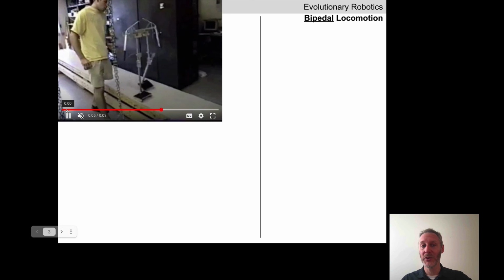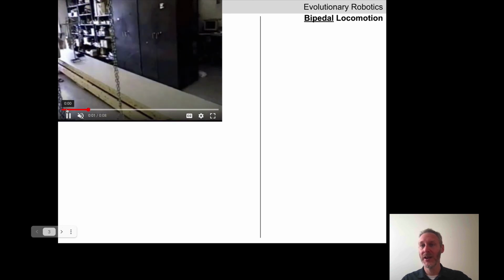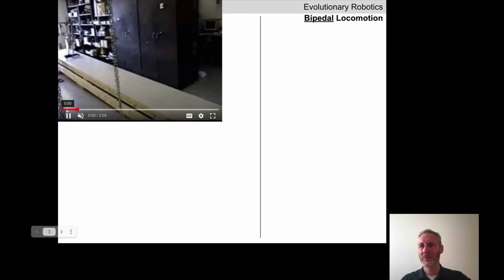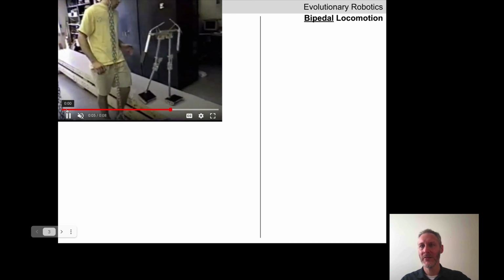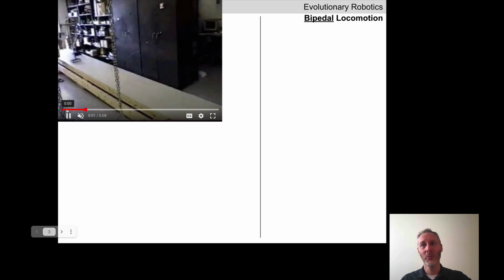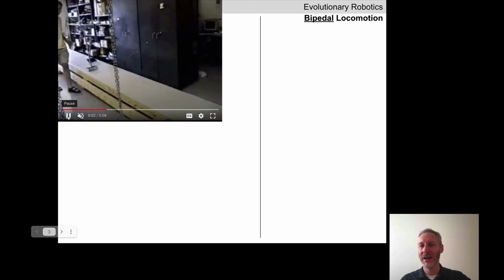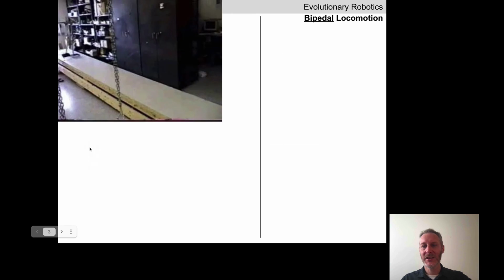There's no cords. There's a pretty good hint. If it's missing a cord and it's missing a backpack, it's probably missing a battery. There's no power source. So if there's no power source, what else must it be missing? No head, no brain, no motors, no computers, no circuits, no sensors. This is a purely mechanical device. This is the passive dynamic walker.